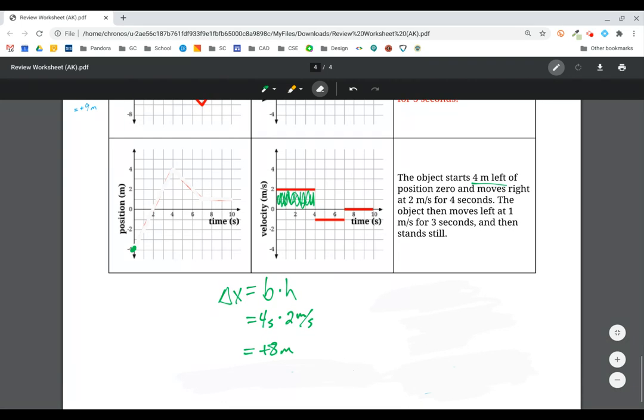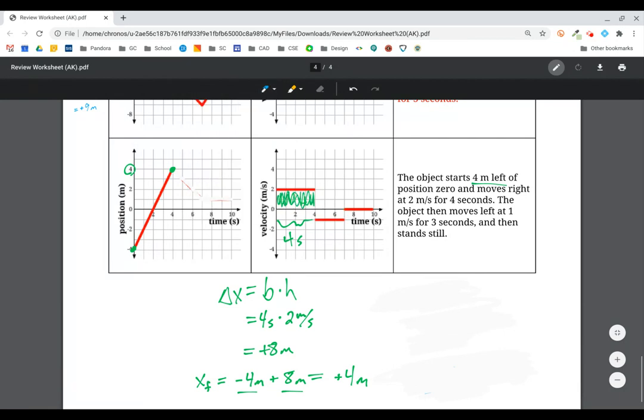And so we started at negative 4. And after 4 seconds, because that's the base of this rectangle, we need to be 8 meters right of where we began. And so to figure out where we have to end up, we can take our initial position and add on that displacement. And so we'll end up at positive 4 meters 4 seconds later, which gives us our first section of our position time graph.